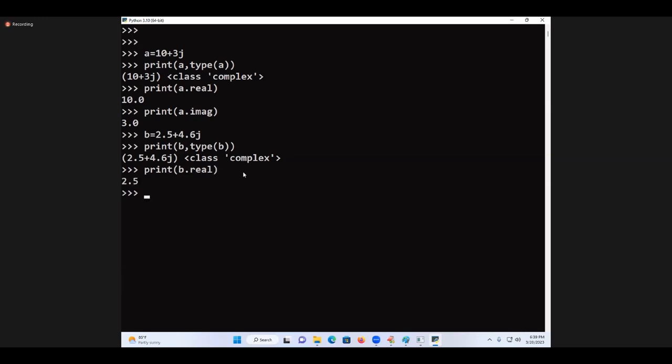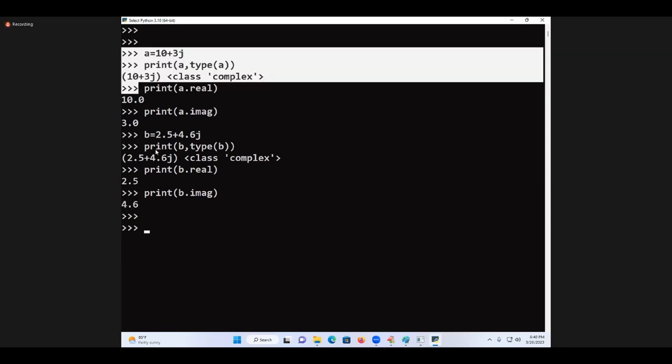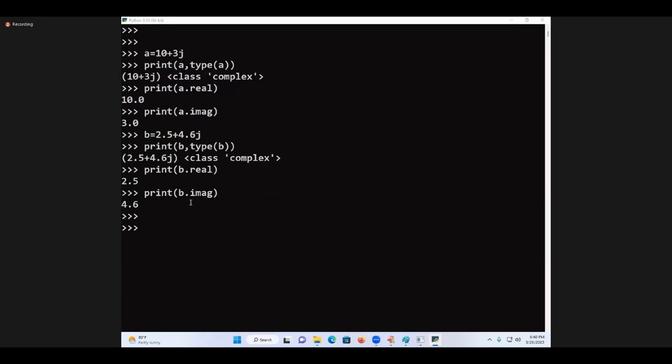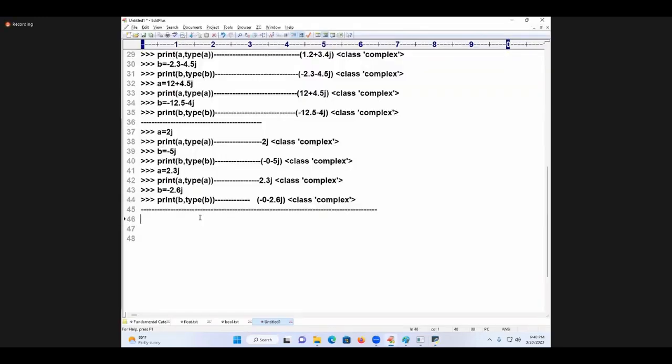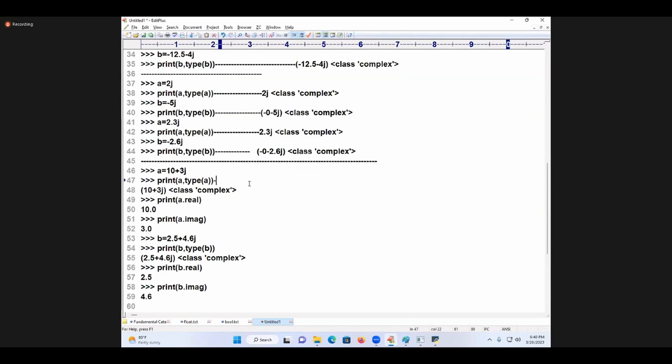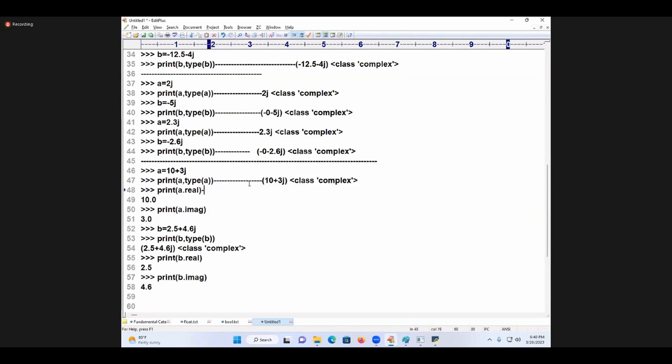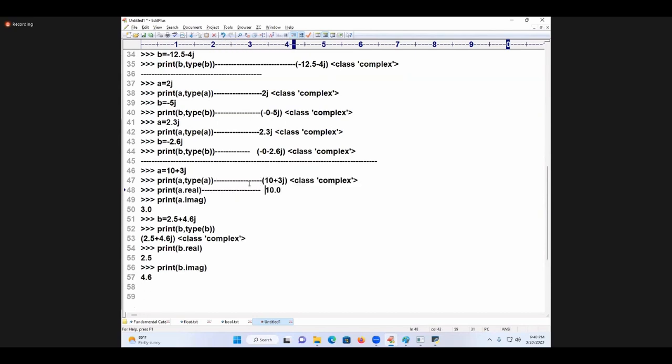What is the answer coming? 2.5. Next is called B dot IMAG. What is the answer coming? 4.6. Getting it? Nice. Actually these are called float. So coming back to this area, I will write it. See students, I am getting the complex object and I am getting each part of it separately, the real part and the imaginary part.